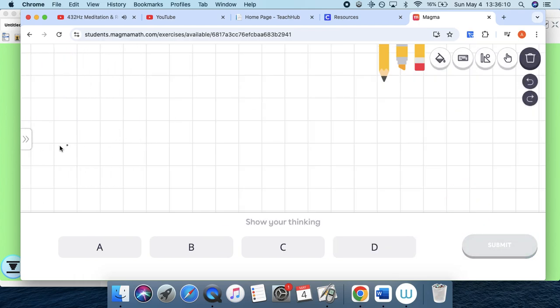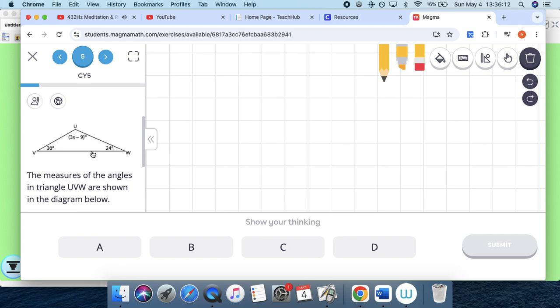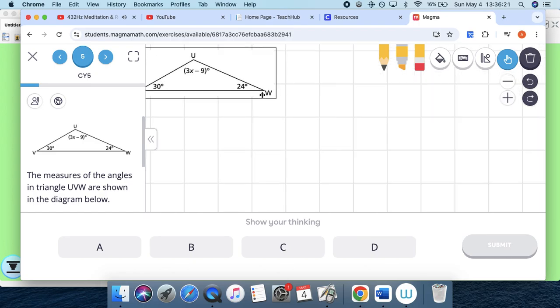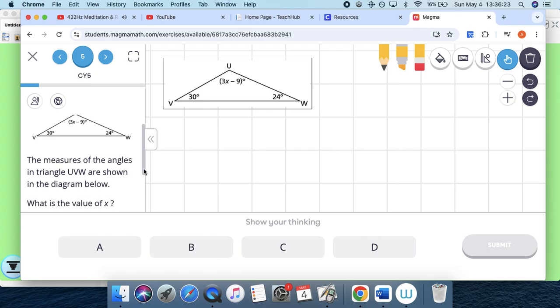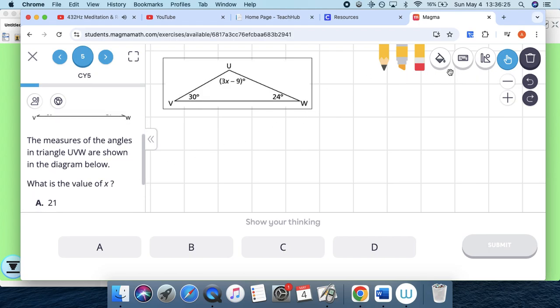misconception there. Whoa, where did you go? Let me bring this guy over here. Make it bigger. The triangle, what is the value of x? So we have to find the value of x.